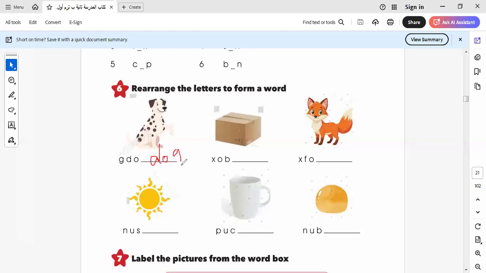As we told you before, you must keep the vocabulary to answer this question. Here is sun, and here is dog. Here is box. I will leave the rest for you to do by yourself. If you keep the vocabulary, you can answer it. I told you during the lesson, you can do it by yourself as homework. Let's go to another one here.